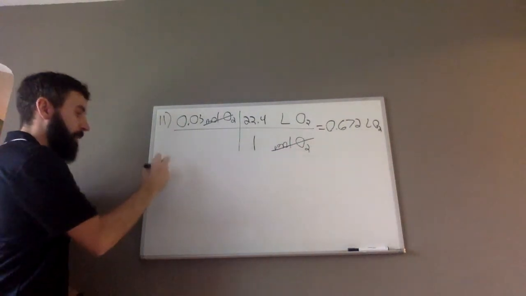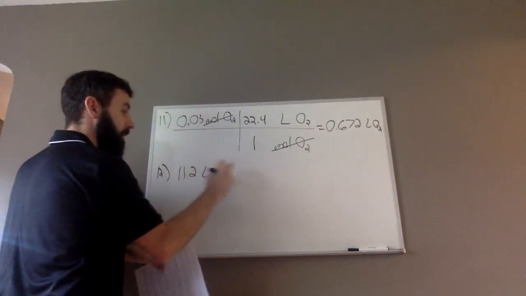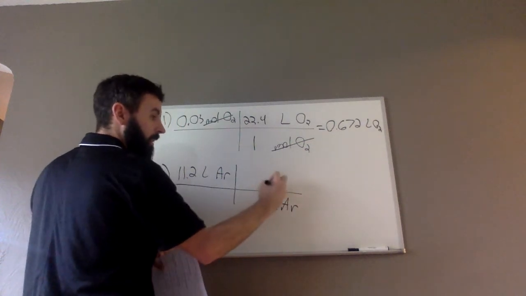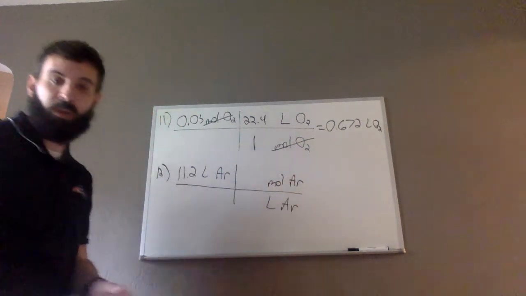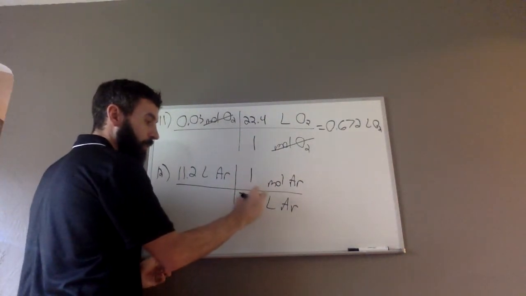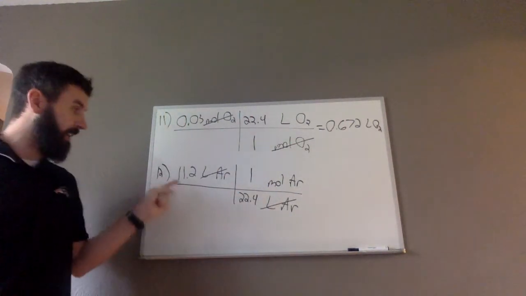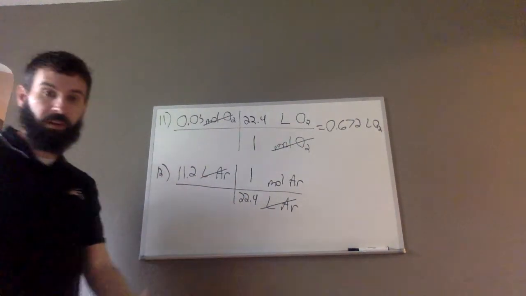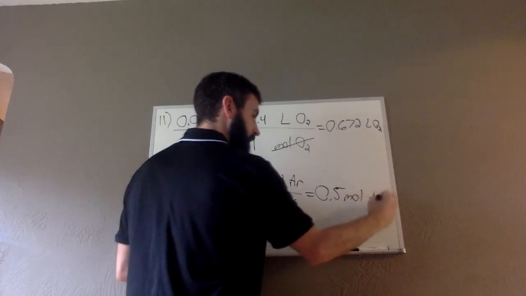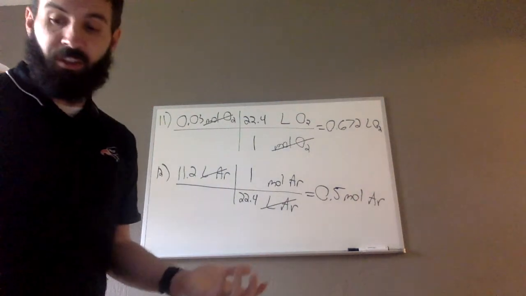And one last problem, number 12. This time we're going to do the opposite. It says you have 11.2 liters of argon. So liters of argon comes to the denominator, and moles of argon, which is what we're looking for, goes to the top right block. Put in my conversion factor, 1 mole equals 22.4 liters. I'm going to cancel out my unit. That one you should hopefully be able to do in your head. 11.2 divided by 22.4 is exactly 0.5 mole argon.